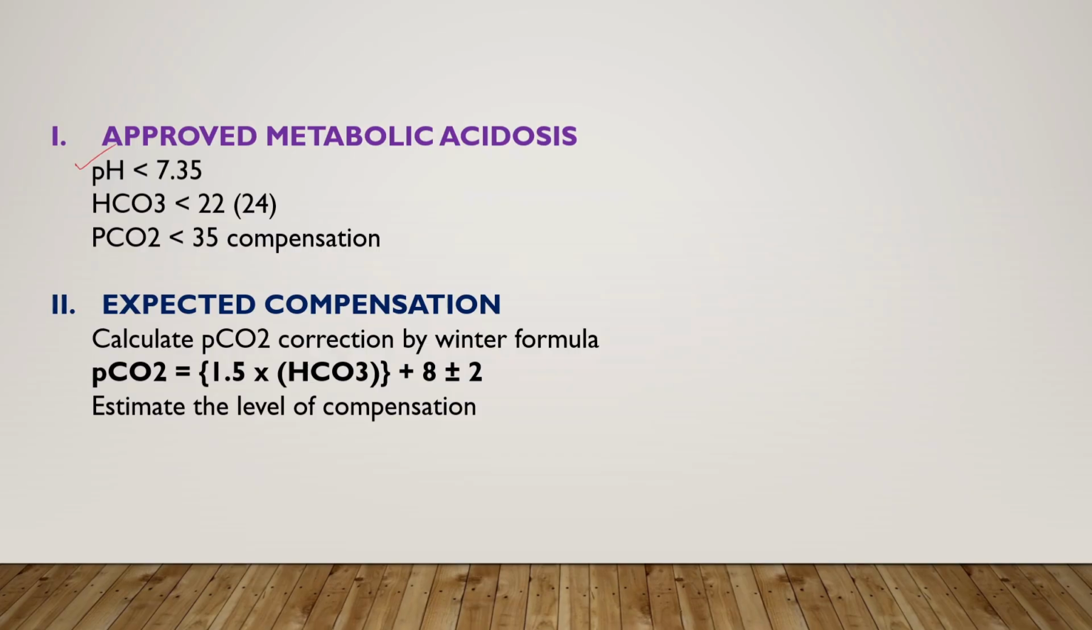pH decreases, less than 7.35. PCO2 also decreases, less than 35, as a compensation. HCO3 decreases because pH is going down. With respect to compensation, we know PCO2 decreases, so respiratory alkalosis occurs. We calculate the compensation using Winter's formula: 1.5 times bicarbonate plus 8, plus or minus 2, which gives the estimated level of compensation.